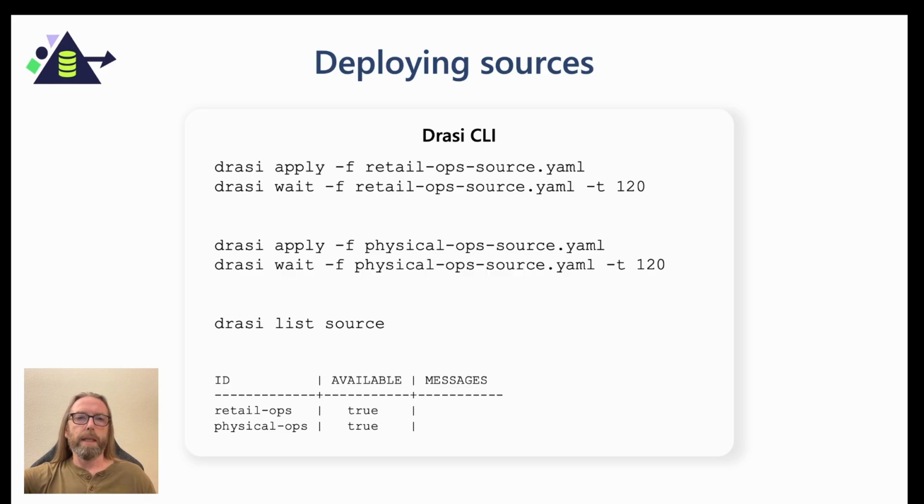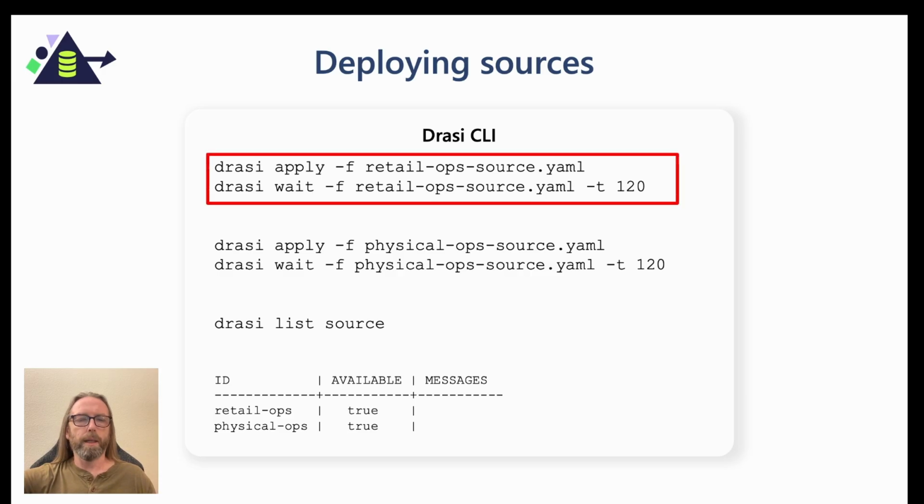What we do then is we're going to use the CLI. So we run this command here. Drasi apply is what you use to apply any kind of resource. So in this case, we're saying Drasi apply, the -f tells it you want to use a file, and the file we're going to use is the retail ops source YAML, and we run that, it deploys.